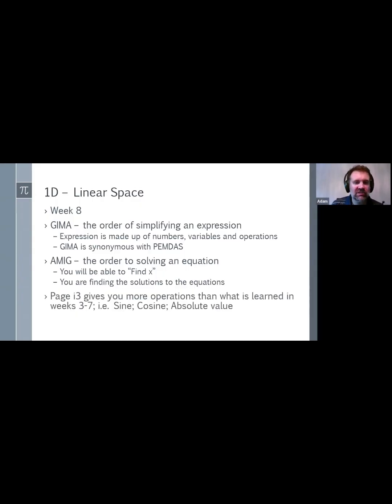And then actually the I3 page gives you more operations than what you had already learned. It gives you sine, cosine, absolute value. It gives you a whole bunch of them. You can take a look at that, but focus on learning the ones that you know, and you will get into the sine, cosine, and some other ones later in the lessons in later weeks. So just get used to them, but later you'll focus on them. Be focused on what you're learning in each of the weeks.